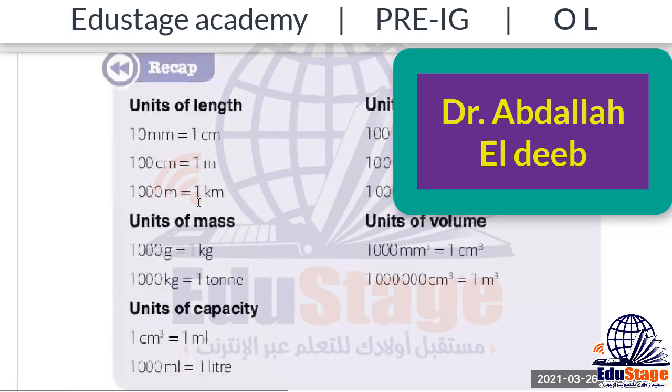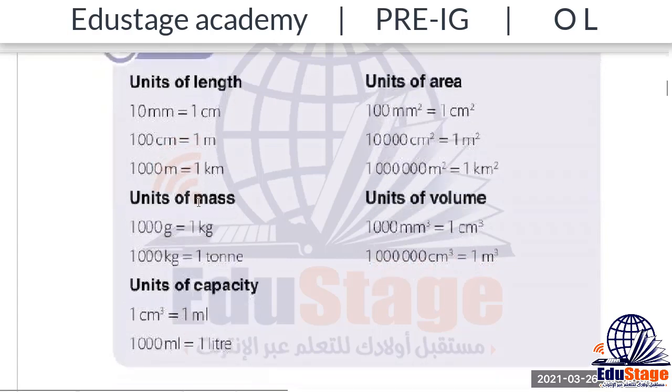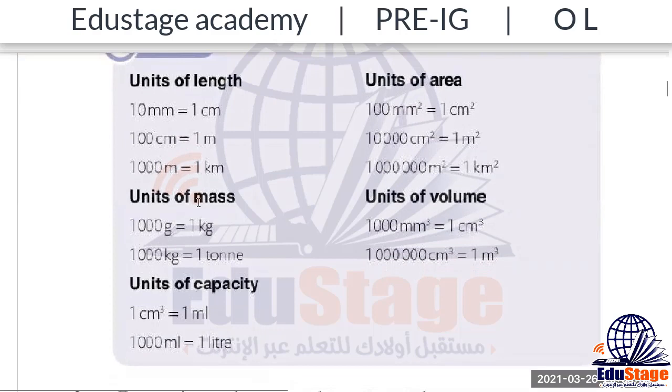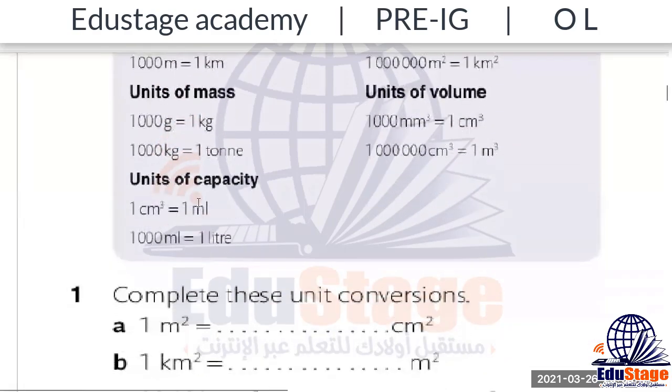For example, we know that in 1 centimeter we have 10 millimeters, in 1 meter we have 100 centimeters, in 1 kilometer we have 1,000 meters. 1 square centimeter equals 100 square millimeters, 1 square meter equals 10,000 square centimeters, 1 square kilometer equals 1 million square meters. And 1 cubic centimeter is the same as 1,000 cubic millimeters, and 1 cubic meter equals 1 million cubic centimeters. Also 1 milliliter is the same as 1 cubic centimeter, and 1 liter is 1,000 milliliters.